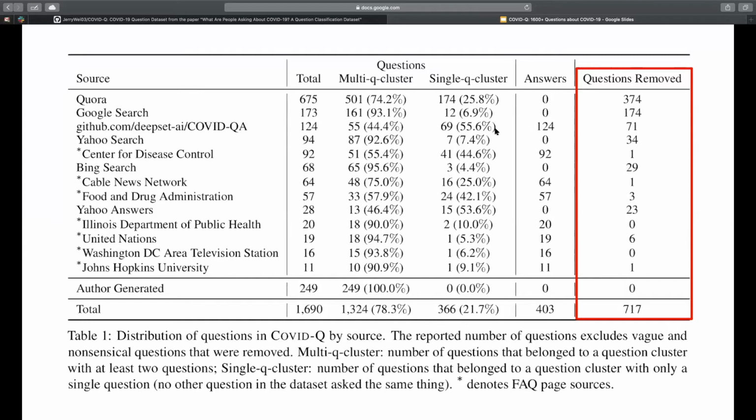And you'll see that questions are most often removed from crowdsourced websites. This is kind of expected because crowdsourced websites are not like official FAQ websites, and therefore they're more likely to have unrelated questions or location or time-specific questions. But FAQ websites, on the other hand, have to keep their questions as related to COVID as possible in order to be useful. And that's probably why fewer questions are being removed for those websites.